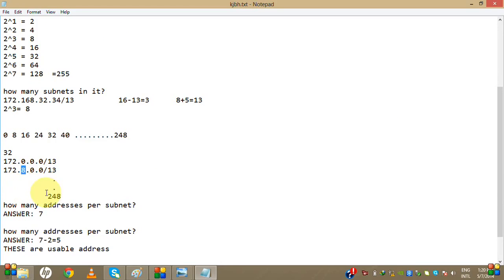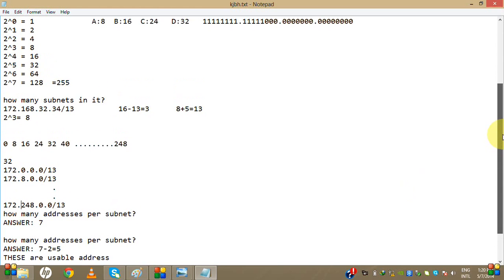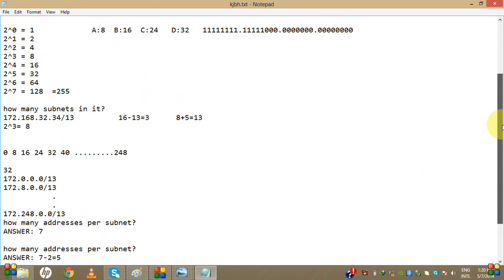I have wrongly put it there. I have to put 172.248.0.0, and the slash value is 13. Okay, oh sorry. Okay, and for the first question I have to complete.